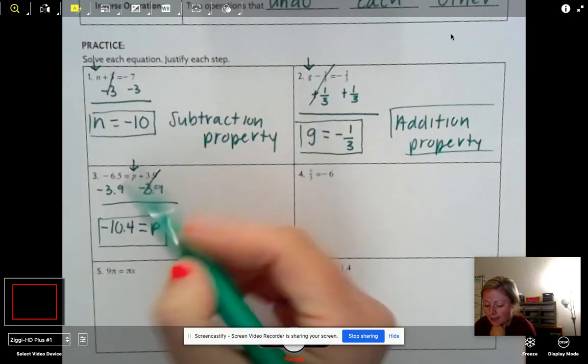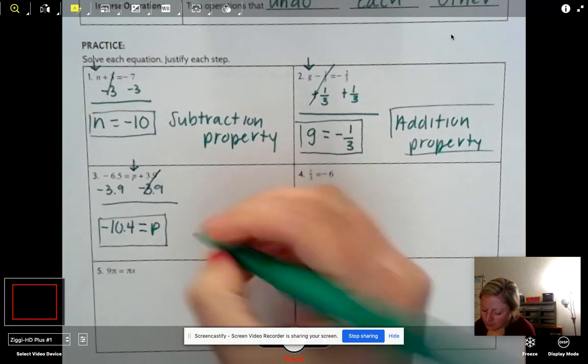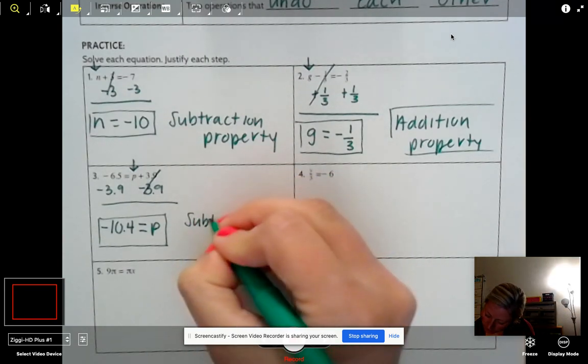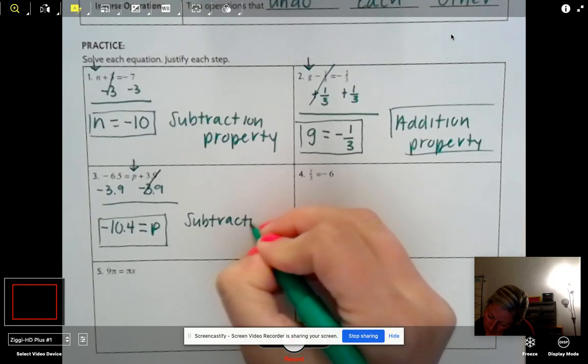If we justify, what did we do to get p by itself? Well, we subtracted, so that is the subtraction property.